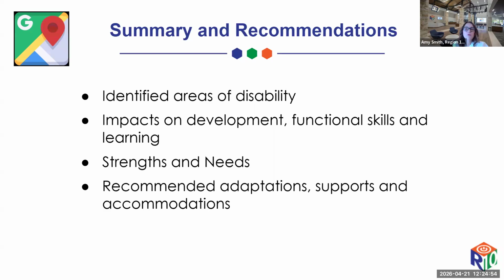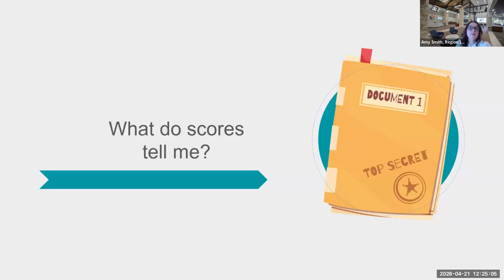And finally, you will find a targeted list of recommendations for the ARD committee to review and consider as the IEP is developed. All right, now that we've discussed the sections of the report, we need to talk about types of data that you may find and what it means.